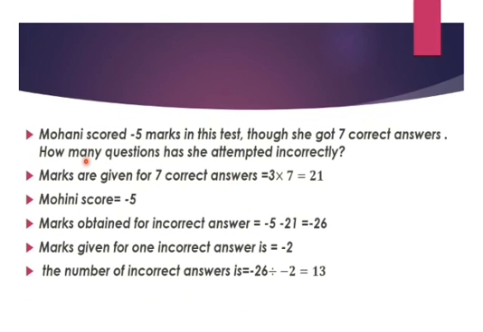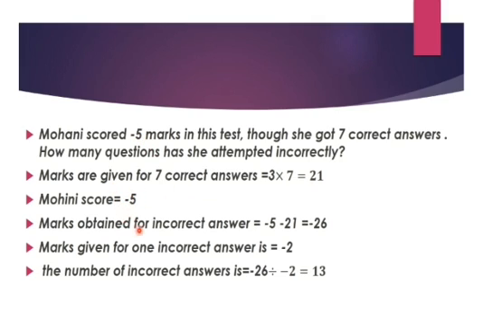It's also part of that question. Mohani scored minus 5 marks in this test, though she got 7 correct answers. How many questions has she attempted incorrectly? In the same way we can find the answer. Marks for 1 correct answer is 3. Then for 7 correct answers, 3 into 7 is 21. But her actual score is minus 5.